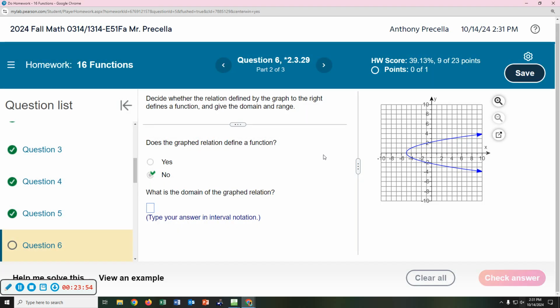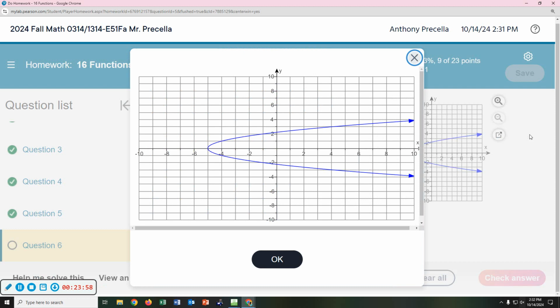Now, here's the tricky thing about domain and range. Is this graph going forever to the left? Is it way over there at negative infinity? No. What about positive infinity? Is it going to keep going forever to the right? Yes. So that means the right side of the domain is going to be comma, infinity, parenthesis.